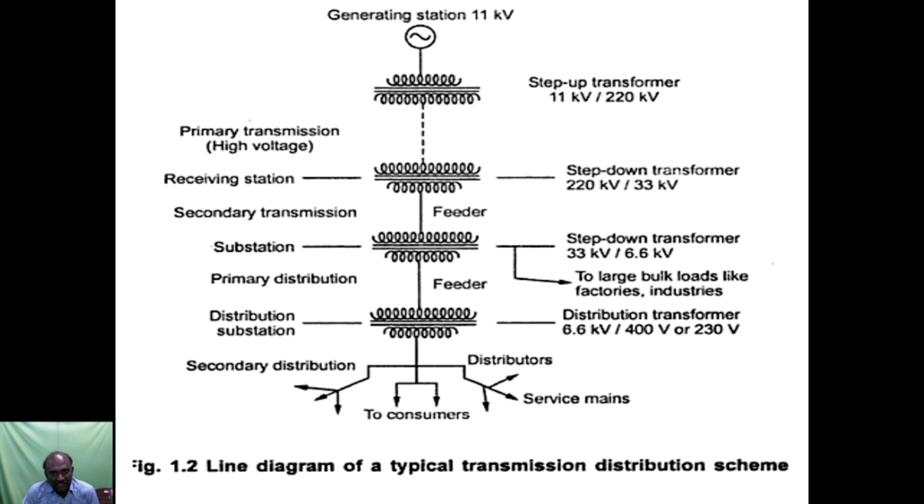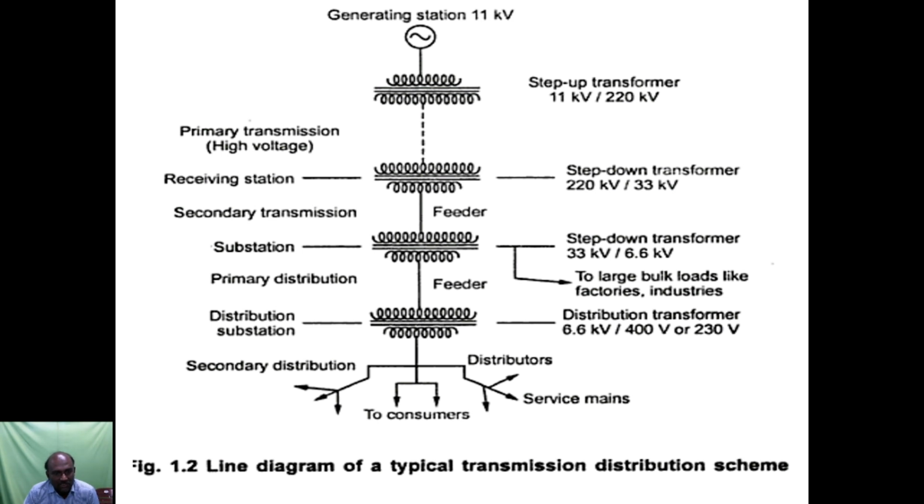At the generating station, the voltage is about 11 kV. It is stepped up to 220 kV using step-up transformers. Then primary transmission, the high voltage transmission. At the receiving station, we can further step down from 220 kV up to 33 kV. Then we have secondary transmission, through which we can further step down the voltage up to 33 kV.